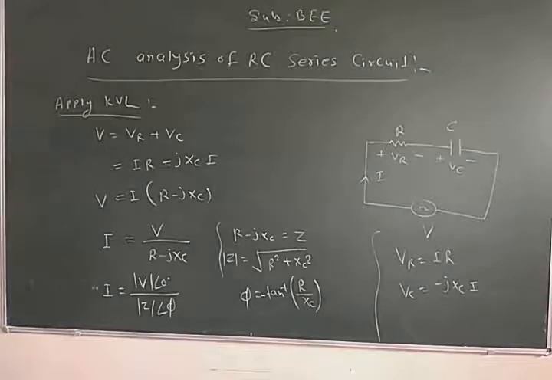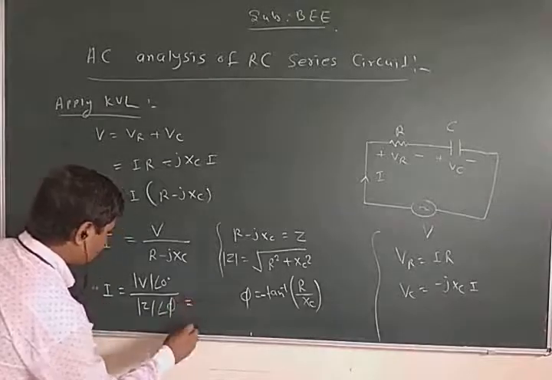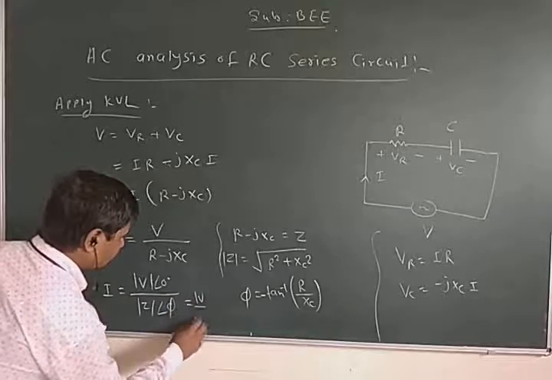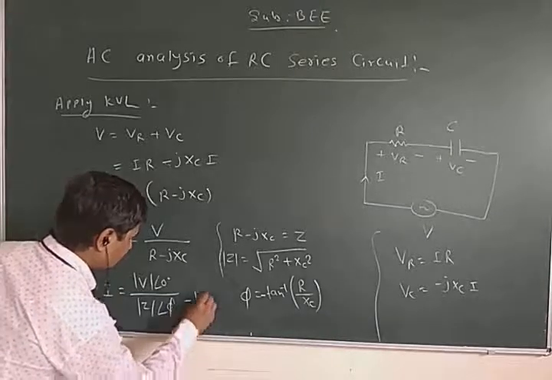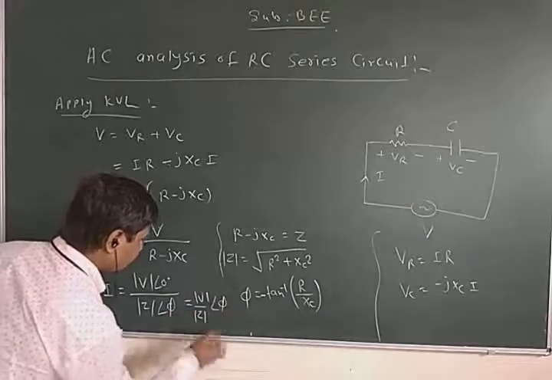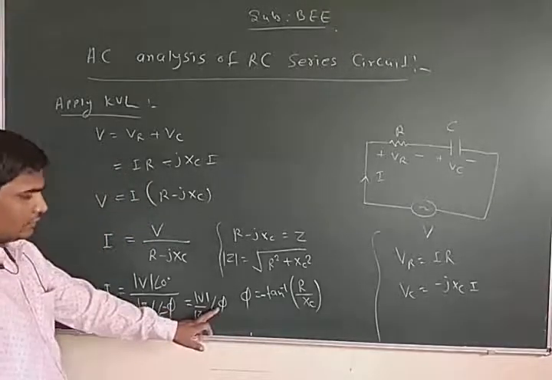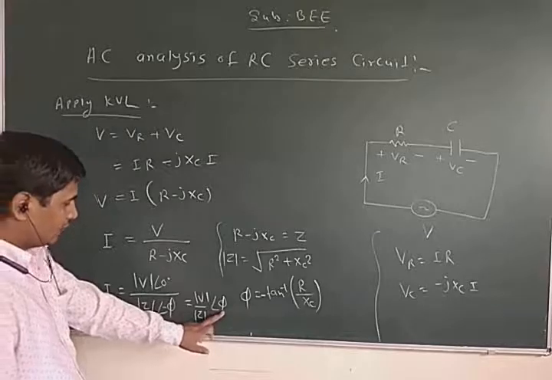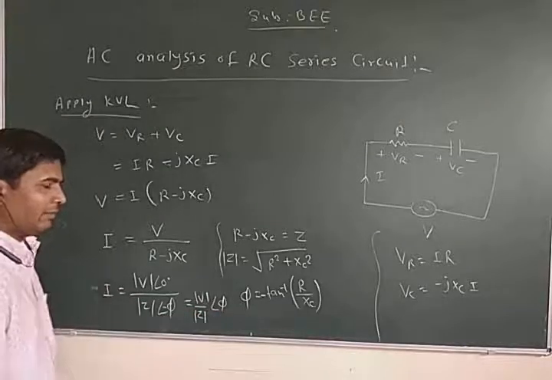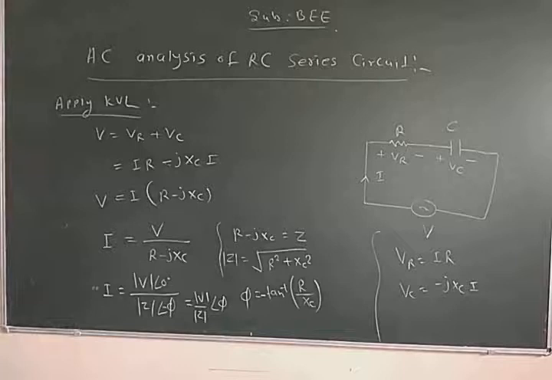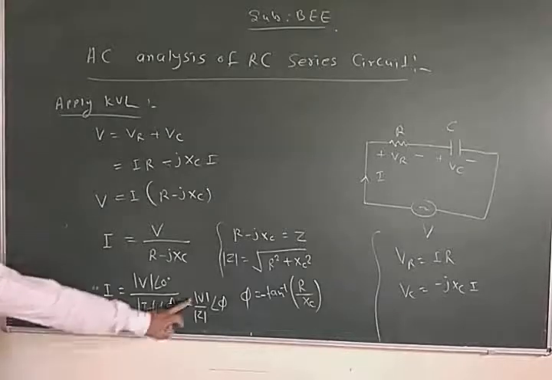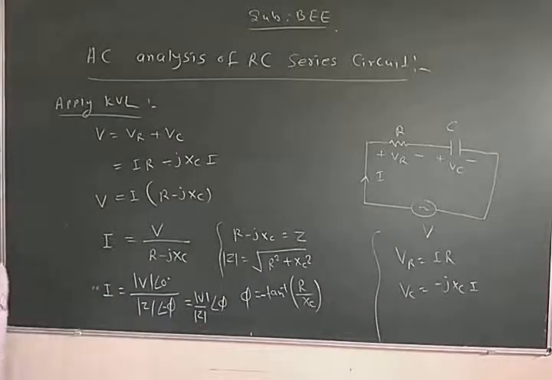So next we can write I is equal to V upon Z angle phi. Here the angle is minus phi, so with voltage V, this angle will be positive. So here we can calculate the value of current, that is V upon Z angle phi.